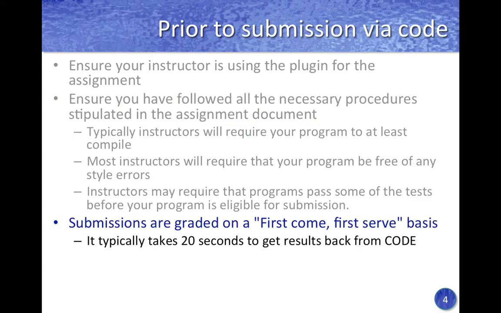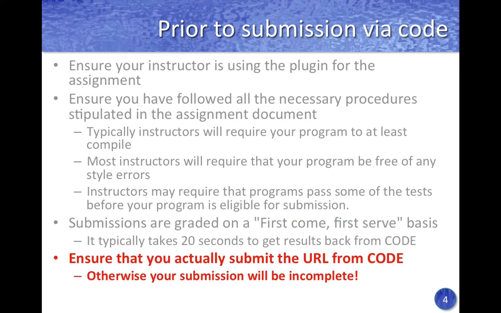Submissions received by Code are graded on a first-come, first-served basis. It'll typically take about 10 to 20 seconds to get results back from Code, so you need to wait for about 20 seconds. And of course, once all of the code processing has been done, Code generates a URL for you to submit as part of your assignment. So ensure that you actually submit the URL from Code. Otherwise, your submission will not be complete and you will not get points for that homework.